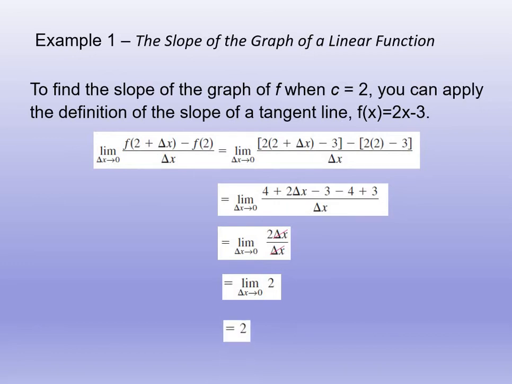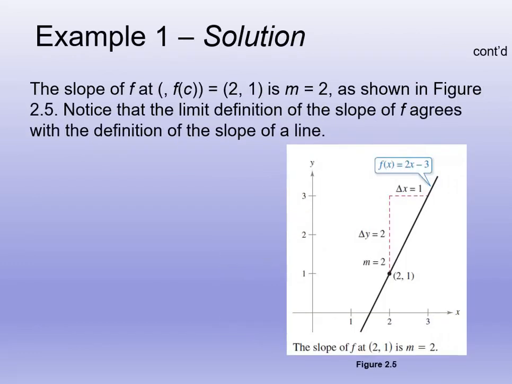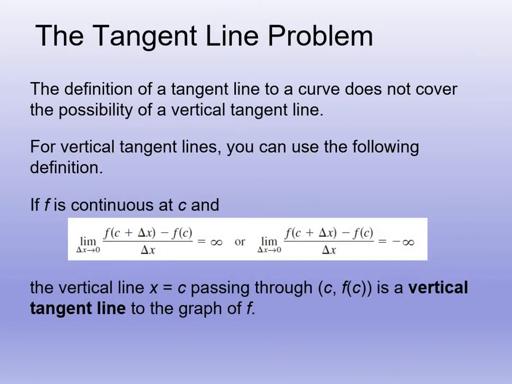But let's take a look at the graph of this real quick. This is really what's going on: change in y over change in x. Change in y is 2, change in x is 1, and 2 over 1 is 2. So this is kind of how you would have done it, old school wise, when you first learned algebra.